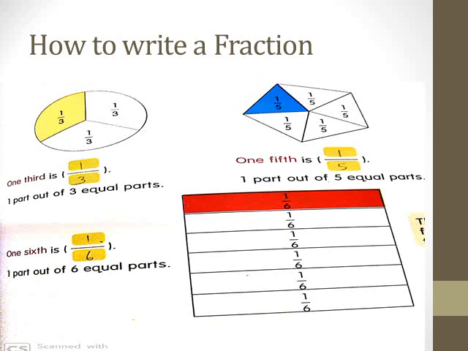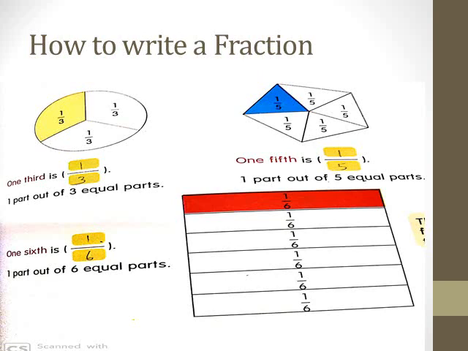If you look at the pentagon, the pentagon is divided into 5 equal parts and every part is 1/5. So how many total parts? Total equal parts, it's 5. You write 5 in the denominator. And how many of them are shaded? Only 1 is shaded, so you will write 1. So this is 1/5. 1/5 is shaded. So you can also say 1 part out of 5 equal parts.